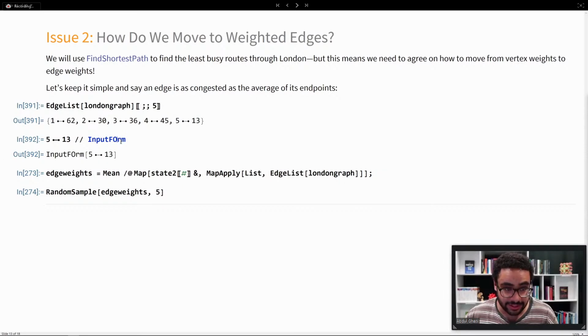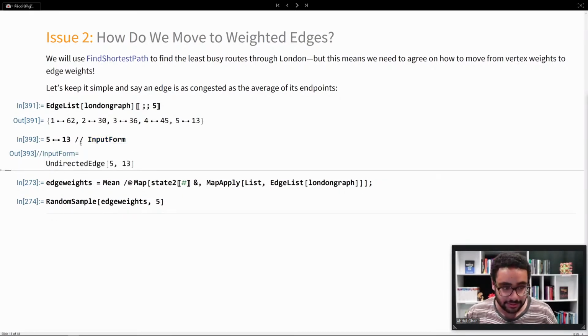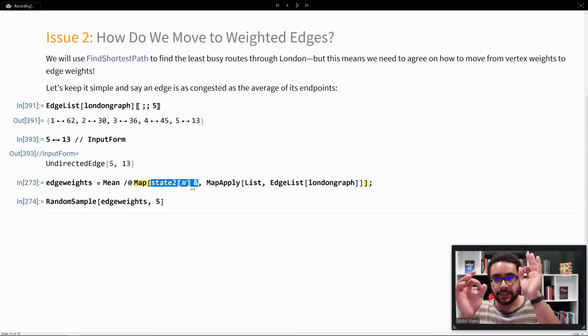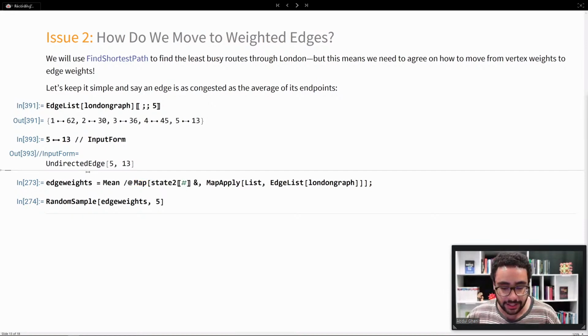An input form like this. Okay, it's an undirected edge for 513, but I kind of want these to be lists. So map apply, again, that's the triple at. I'm going to replace undirected edge with list, right? So now we have a list 513 instead of undirected edge 513. And then I look up in the state the traffic at each side, basically.